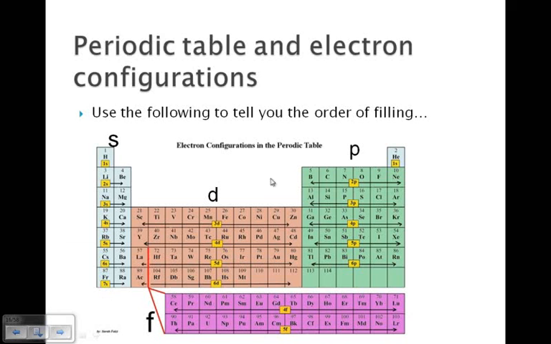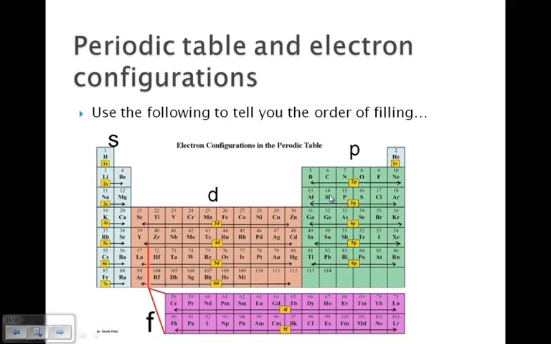Okay? The last six in the shell are always P electrons. 1, 2, 3, 4, 5, 6. So this is known as the P block, the last six columns. Now helium's kind of an oddball. We'll talk about him separately.